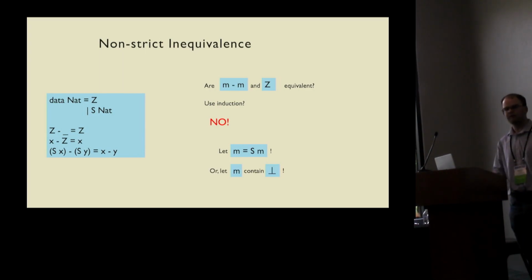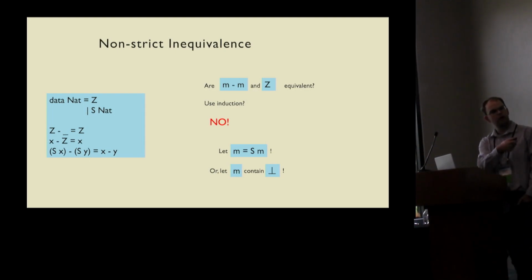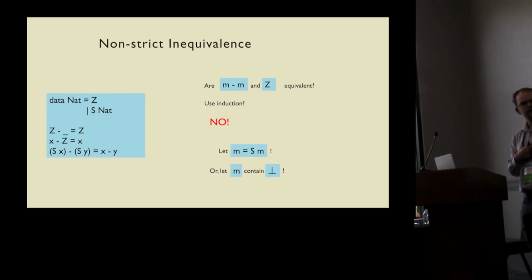or if you have m calling error at some point, with the first one, m minus m is not going to terminate. It's not going to be 0. And with the second one, m minus m is going to call error itself. And so in either case, this is not equivalent to 0.